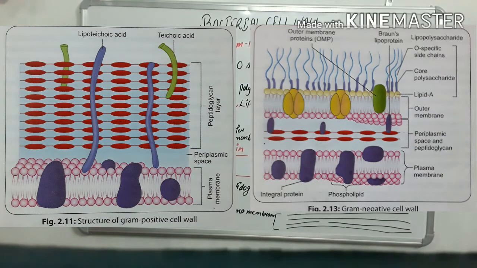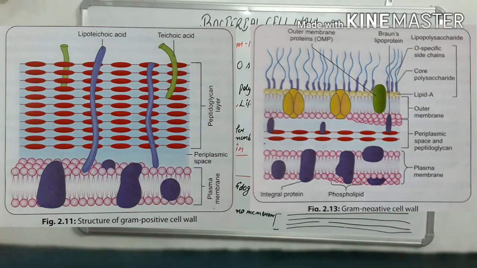Look at the gram-positive cell wall. At the end you can see the plasma membrane. Above the plasma membrane, the periplasmic space is present, and above the periplasmic space there is the peptidoglycan layer. You can see they are red colored layers. These are peptidoglycan layers, and you can see there are many peptidoglycan layers present. That's why the gram-positive cell wall is much thicker as compared to the gram-negative cell wall.